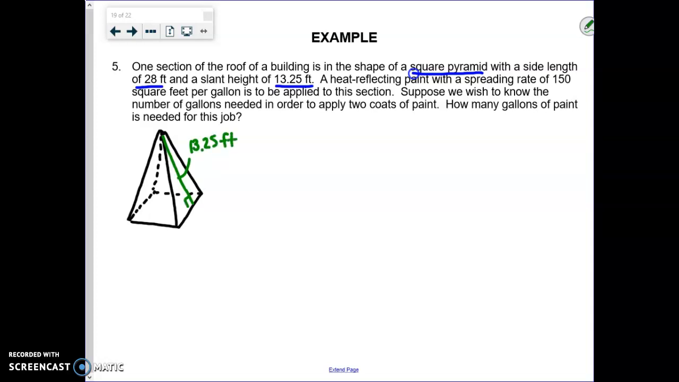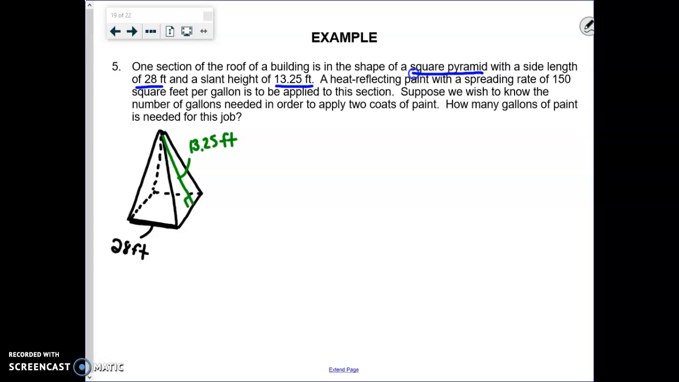And then also it says that the side length, so right here, it's a square pyramid with a side length of 20 feet. That's right here. Okay? The side of the square is 28 feet. So, what we're going to do is we're going to paint it. We're not going to fill it with anything.